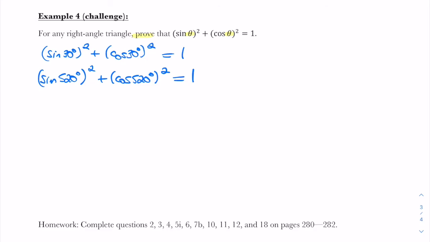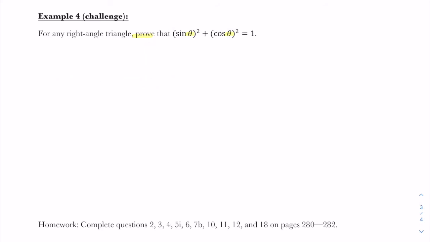Okay, you're back. So I guarantee that any angle you chose, it always equaled 1. And there's a reason for that. And that's what we're going to do in this example. We're going to prove why when you take the sine of an angle, square it, and add it to the cosine of an angle squared, that always equals 1. So don't mind me, I'm just going to erase this to make some room.